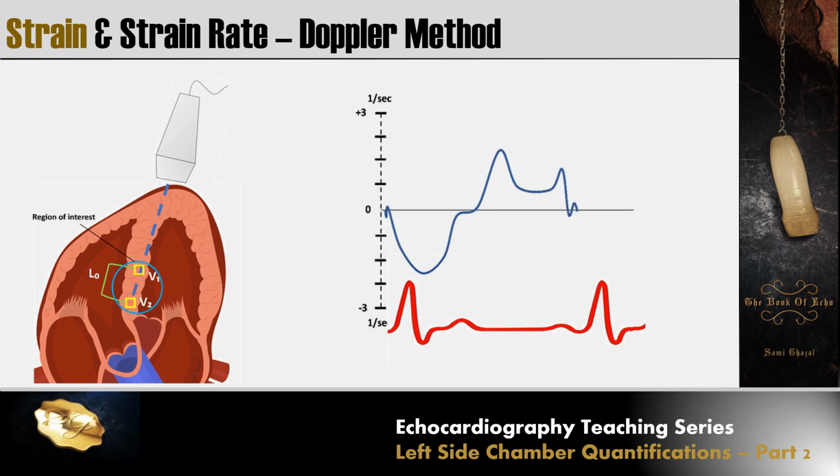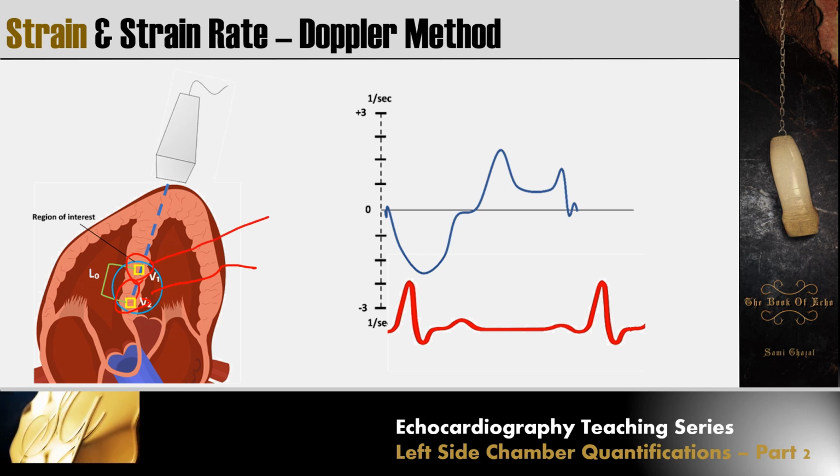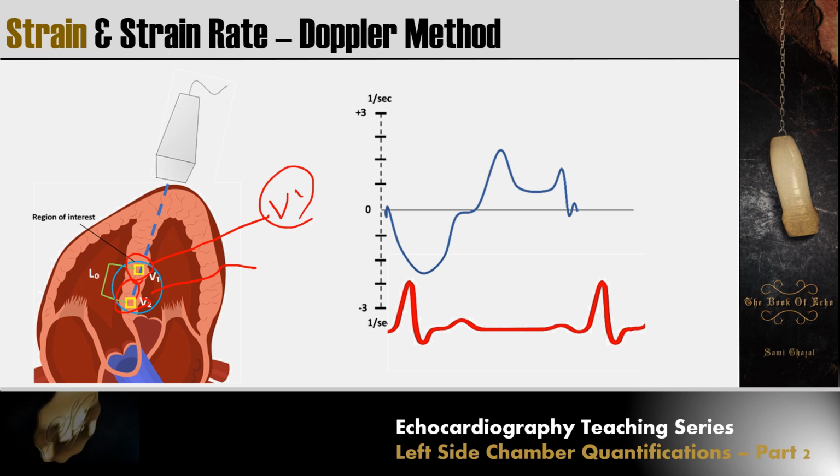One would ask why we don't use the velocity only in order to determine the LV systolic function. Like, let's say, why should I use 2 velocities here and then use the velocity gradient? Why don't I just use the V1 only and check if V1 is normal, then systolic function is normal. And this is a valid question. But the answer is, let's imagine this.